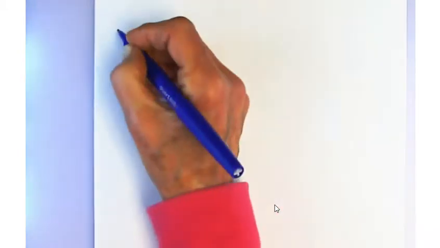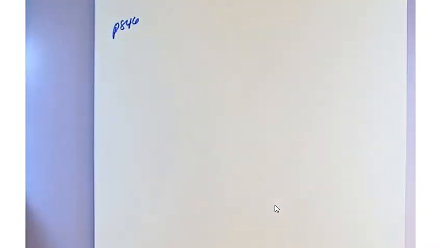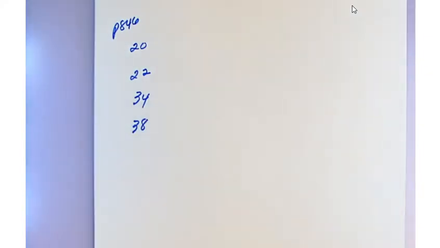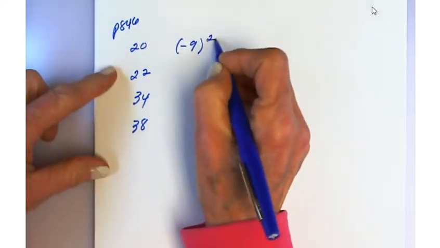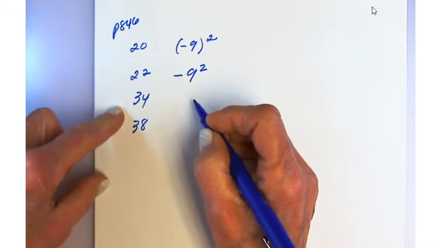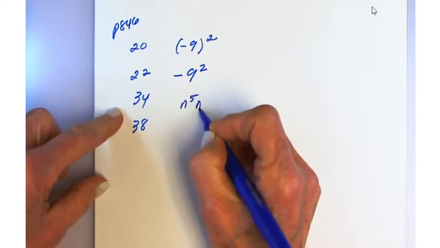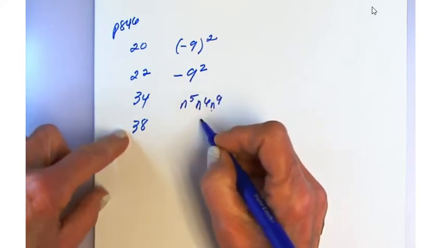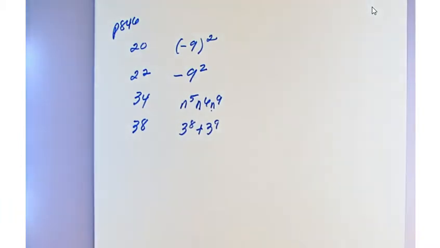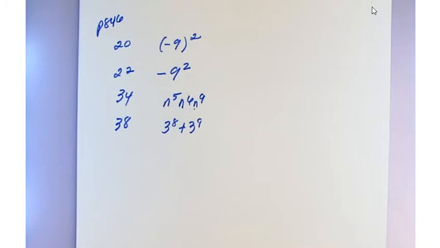Now, we're on page 846, and we're going to look at some problems here. And let's look at number 20. I'm going to look at 22. I'm going to look at 34 and 38. I'm writing these down just because this room is not easy to work in here. So number 20, we have minus 9 squared. 22, I have the opposite of 9 squared. Number 34, I have n to the 5, n to the 6, n to the 9. And number 38, I have 3 to the 8 plus 3 to the 9. Okay? So I encourage you to have your book open as we do these.